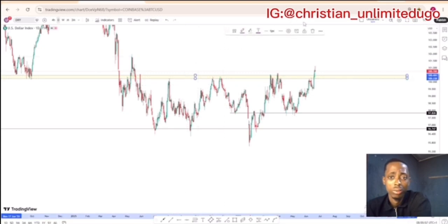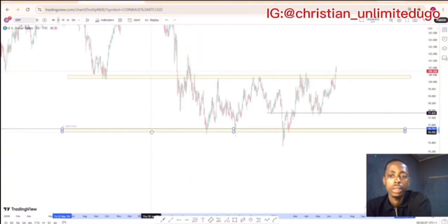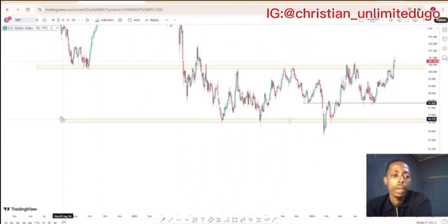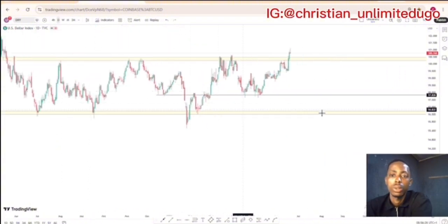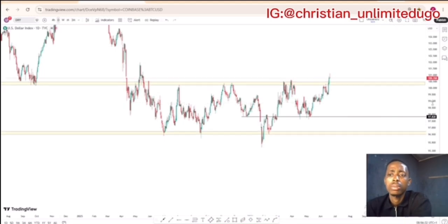Fast forward. Let me clone this level at this level. Yep, that's it. So I can now delete my weekly horizontal bar and drag it here. Right now my chart is absolutely clean. So what am I expecting on the DXY?